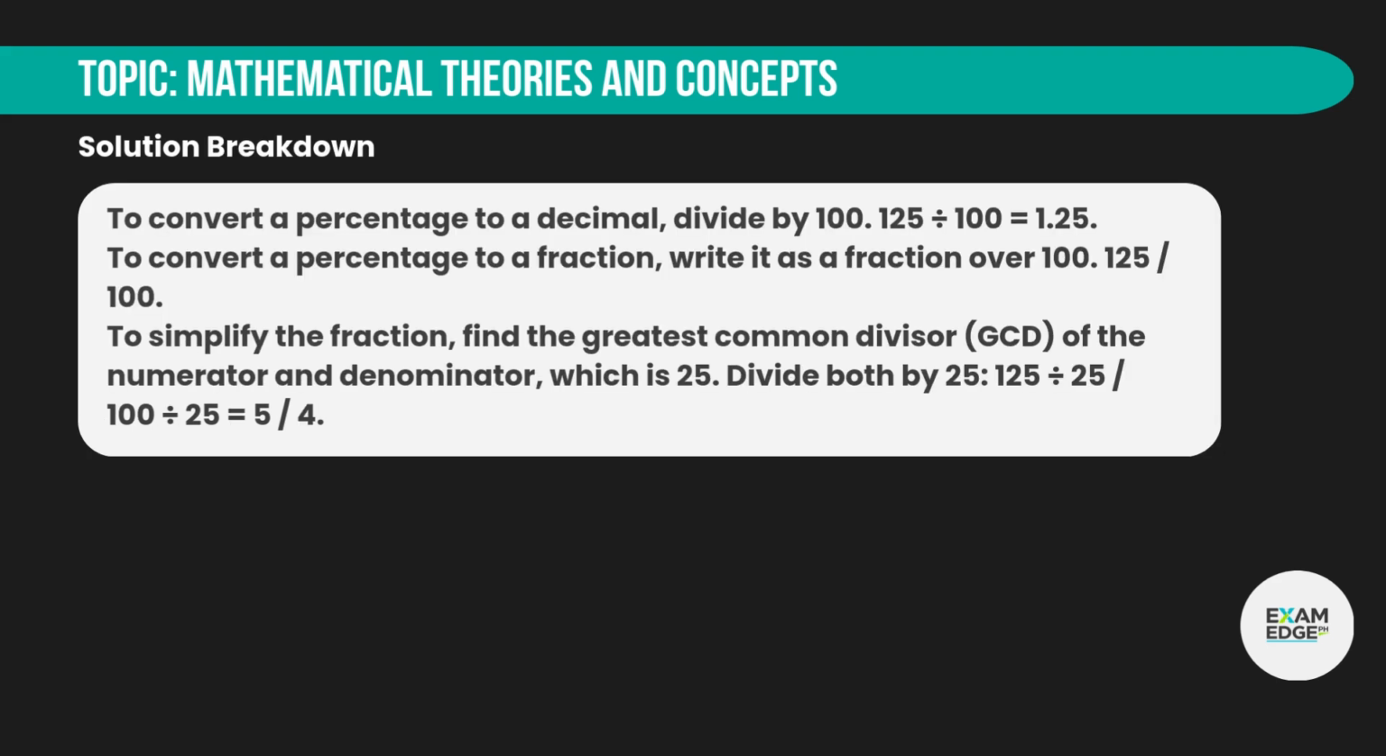Solution breakdown. To convert a percentage to a decimal, divide by 100. 125 divided by 100 equals 1.25. To convert a percentage to a fraction, write it as a fraction over 100. 125 over 100. To simplify the fraction, find the greatest common divisor, GCD, of the numerator and denominator, which is 25. Divide both by 25. 125 divided by 25 and 100 divided by 25 equals 5 over 4.